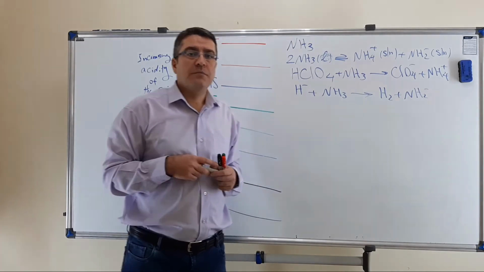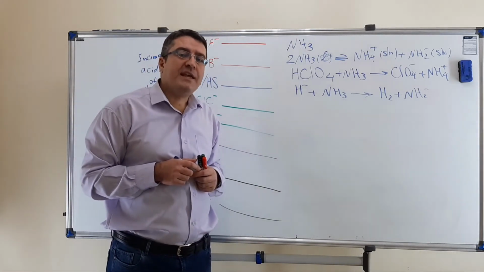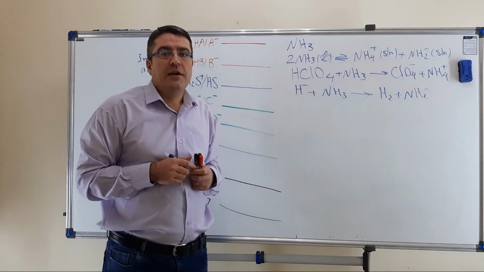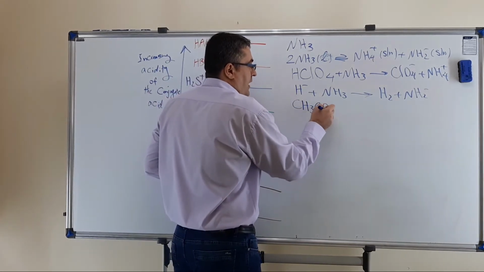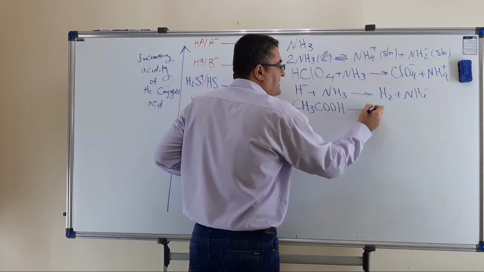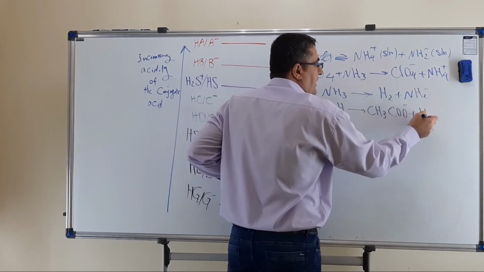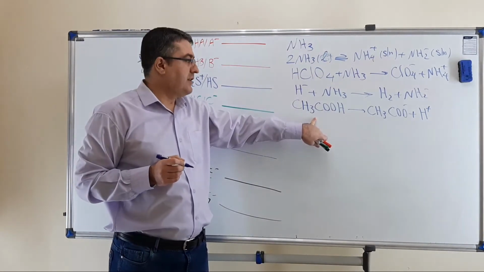For example, acetic acid is a weak acid in aqueous solutions, but it is a strong acid in ammonia. And this dissociation reaction for acetic acid in ammonia is complete.